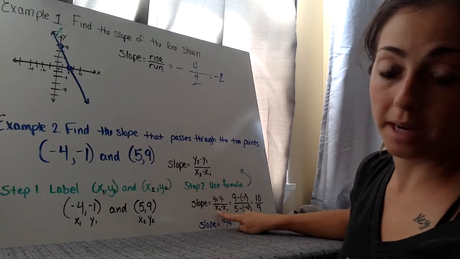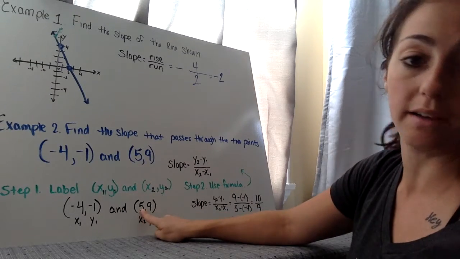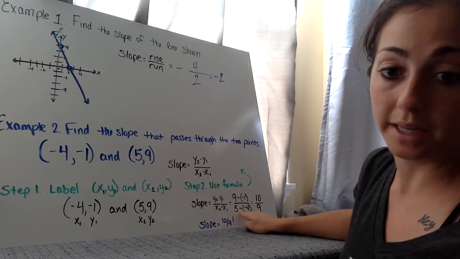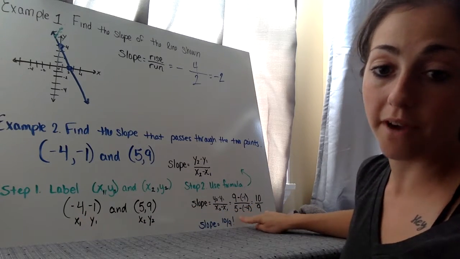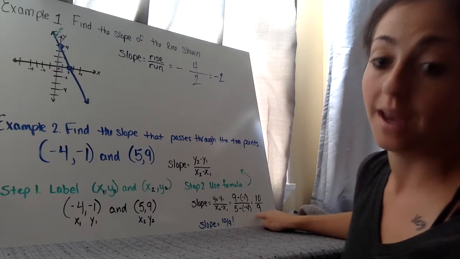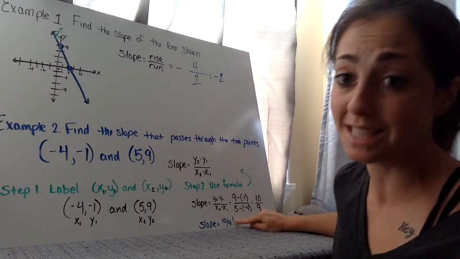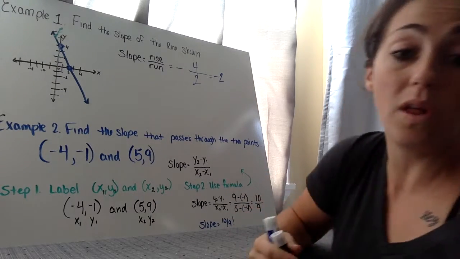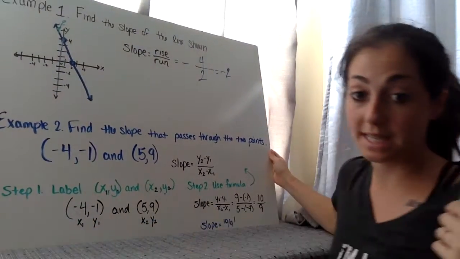Cool. The denominator, x2 minus x1, x2 is, here it is, it's 5. 5 minus, what's x1? Here it is, it's -4. So I have 5 minus -4, which is really 5 plus 4, and that's 9. So my slope is 10 over 9. Don't change it, it's 10 over 9. That's cool. All right, all I got left is a fun fact. Yay. Get all that down? 10 over 9.